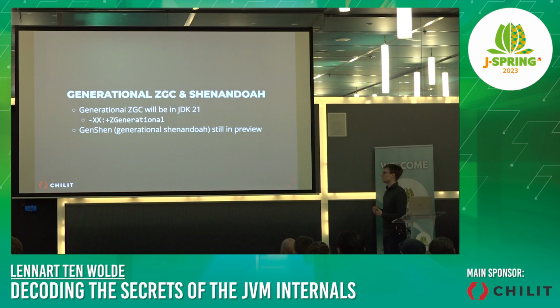First of all, they're now introducing generational ZGC and Shenandoah. This is already present in JDK 21. To use it, you just pass in the flag -XX:+ZGenerational. And this will allow you to better keep up with very high allocation rates without having to massively scale up your heap. It needs less headroom to work.